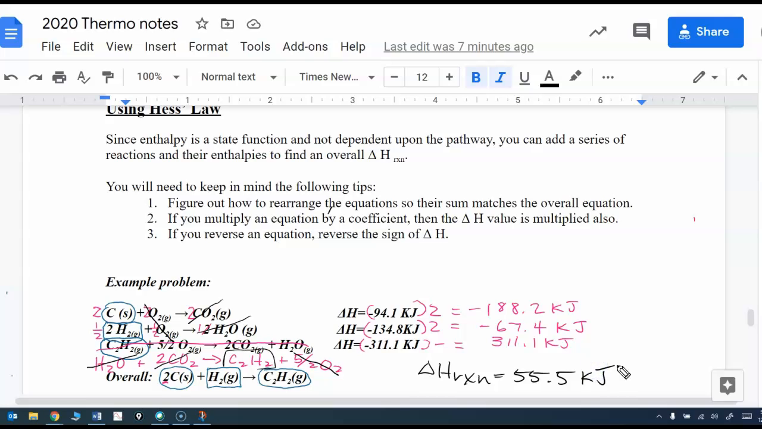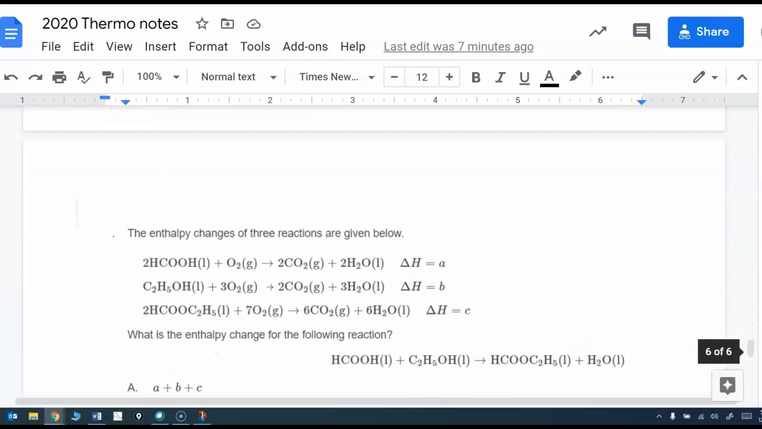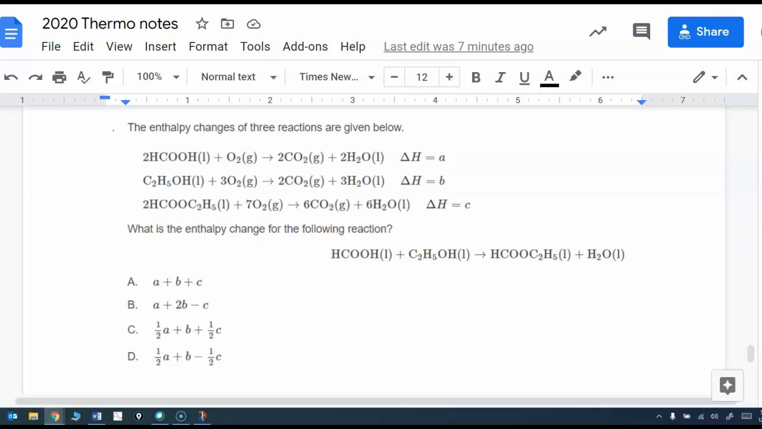So let's go see if we can try one more to see what that looks like before you need to get started on your practice problems and your laboratory. Okay, so let's look at this problem here. Enthalpy changes of 3 reactions are given below, and what we want to do is figure out what is the enthalpy change for the overall reaction.